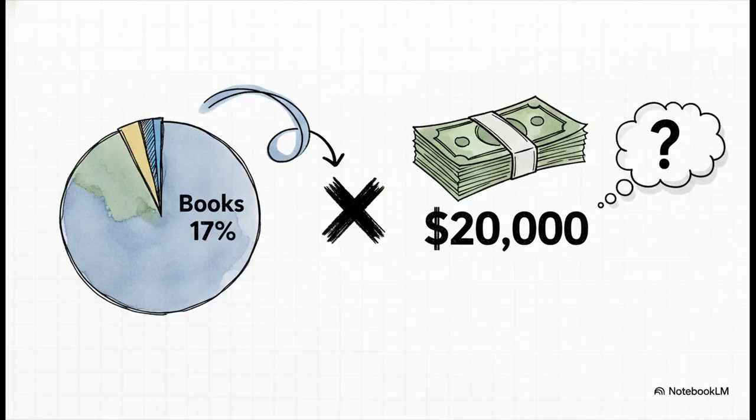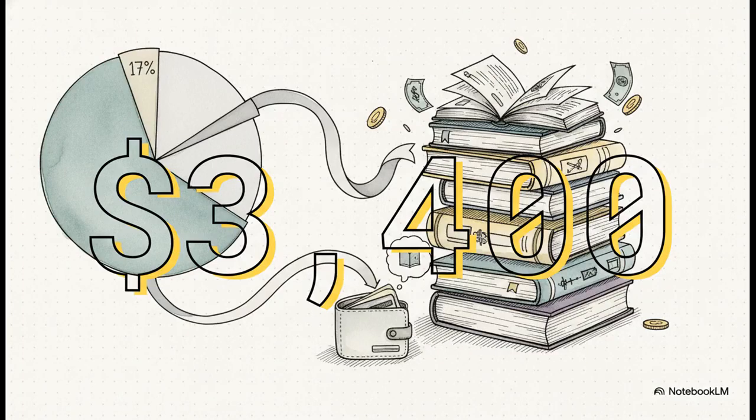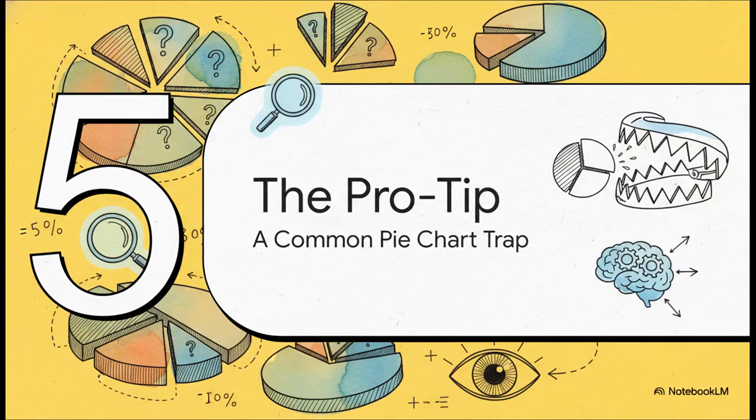We're almost done. We know 17% of his budget goes to books. Now we just need to figure out what 17% of his total $20,000 budget actually looks like in dollars and cents. And there it is. 17% of $20,000 is $3,400. That's how much Alex will be spending on books. See? We just used the simple logic of a pie chart to solve a real-life budgeting problem. Pretty cool. All right, you now have all the skills you need to read and build a pie chart.